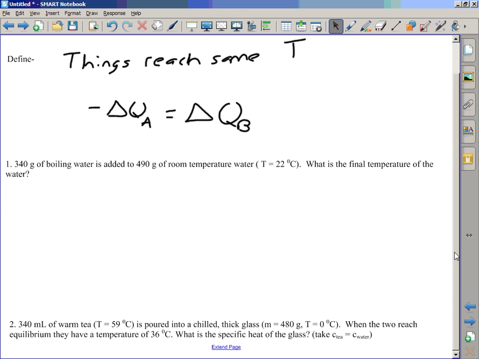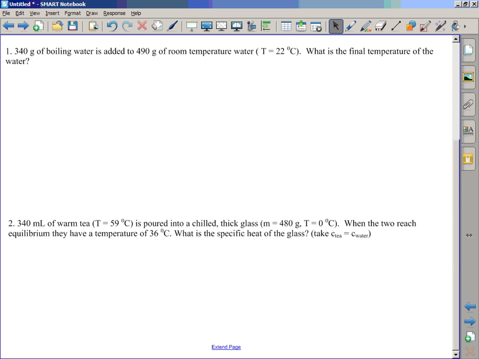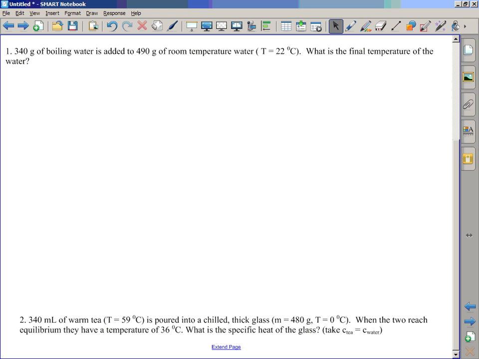340 grams of boiling water is added to 490 grams of room temperature water. I'm saying room temperature currently is 22 degrees Celsius. What is the final temperature of the water? Well, right now I know that whatever energy the hot water loses, that's how much energy the cold water is going to gain. That makes sense? How much the hot loses, that's how much the cold is going to gain.